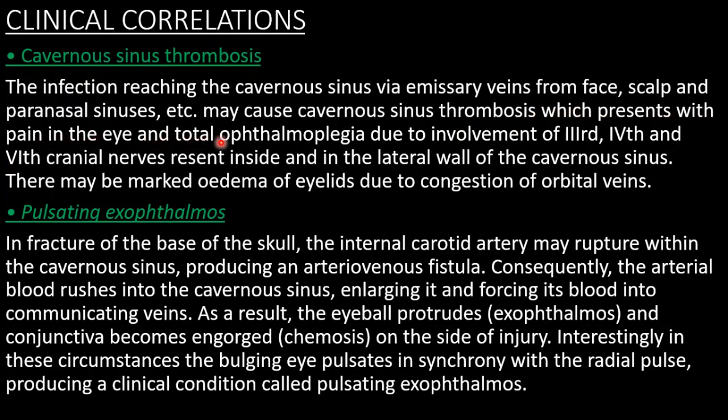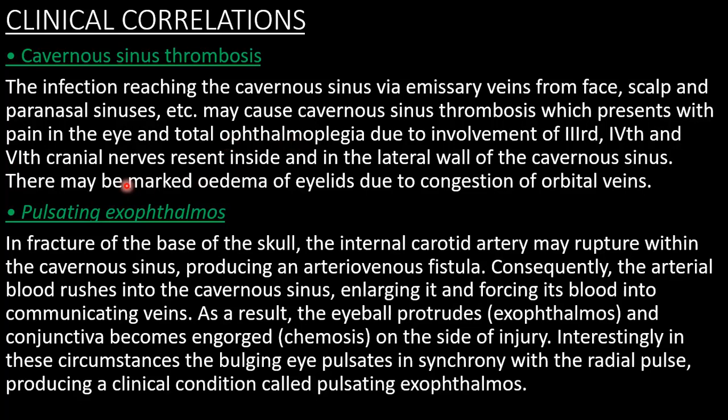the eye, total ophthalmoplegia due to involvement of cranial nerves number 3, 4, and 6, the oculomotor, trochlear, and the abducent, which are present within the cavernous sinus. Remember, cranial nerves 3 and 4 are present on the lateral wall, but cranial nerve 6, the abducent, is within the cavernous sinus. So when involved, it will lead to ophthalmoplegia, okay?